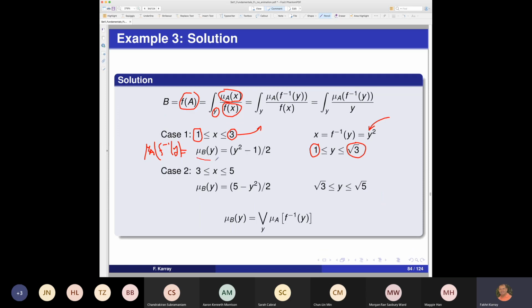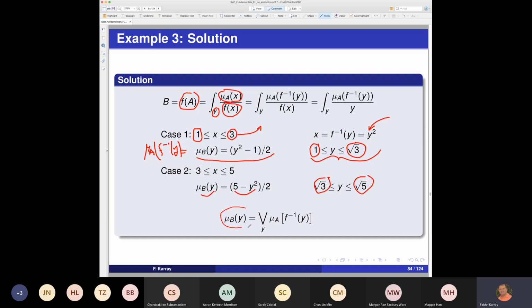So this is the function where x is between 1 and 3, and on the y axis it becomes between 1 and the square root of 3. The function here is bijective within this particular region. Now let's look at when x is between 3 and 5. Between 3 and 5 we have the square root of 3 and the square root of 5, and mu B of y is going to be in this format, which is 5 minus y squared divided by 2. Also in this region, for y, it's going to be a bijective type of function.